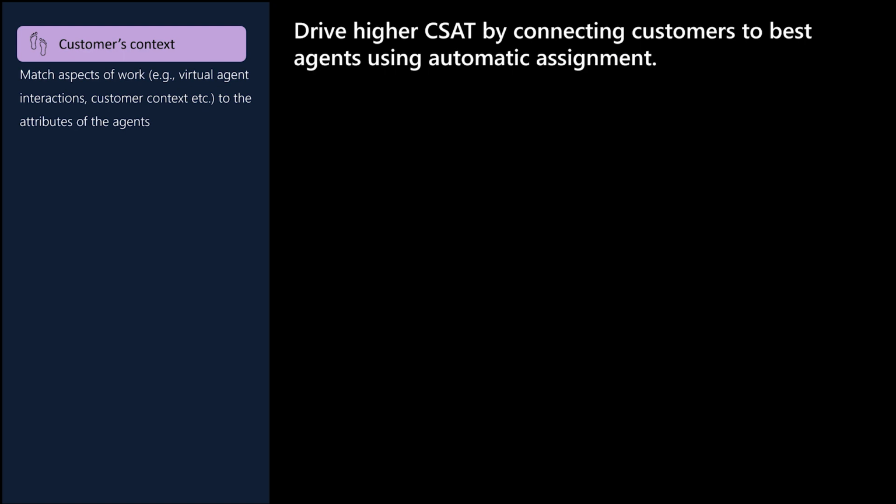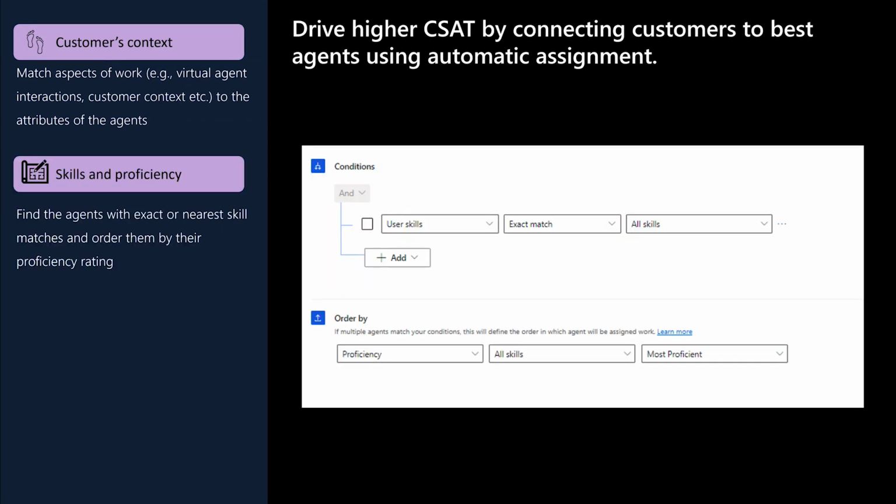Let us look at the key nuances of the automatic assignment. The first one is customer context matching. All the data that the system learns, like IVR responses, customer sentiment, effort, customers' preferred language, everything, can be used as criteria to find the best agent. The next key capability is skill matching and proficiency ranking. During the classification, skills needed to complete the work can be identified using rules or ML models. You can perform an exact skill match on the agents. Or, you can find the agent with the maximum number of skills needed to complete the work.